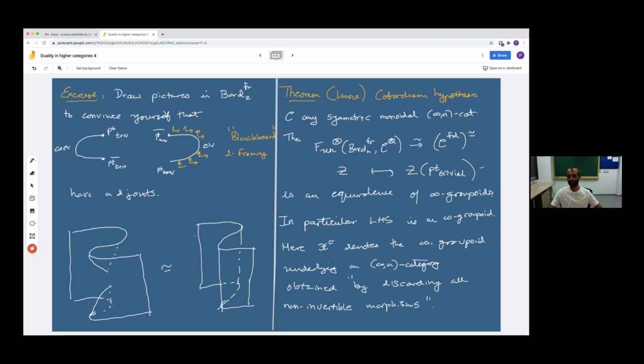So what does this mean? This means if I know what Z assigns to the point, I can completely reconstruct what it assigns to any k-manifold for k less than or equal to n, k-manifold with corners, by some gluing procedure. So it's a highly non-trivial statement, which tells you that you can reconstruct everything.